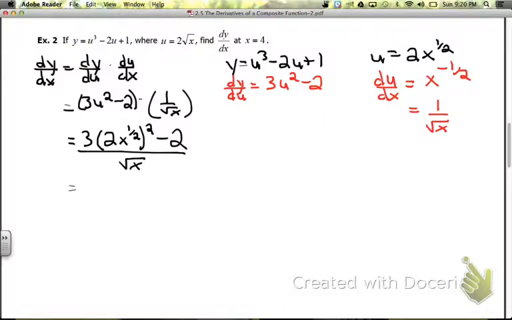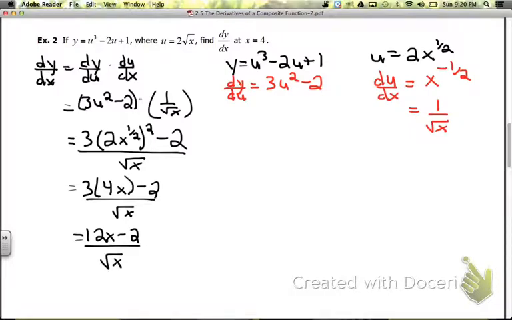We can therefore go ahead and simplify this a little bit further. So 3 times 2 squared is 12, and x to the power of a half, all squared, is just going to be equal to x. Minus 2, all over root of x. Expand, we get 12x minus 2 all over root x. So that is the derivative of y in terms of x.